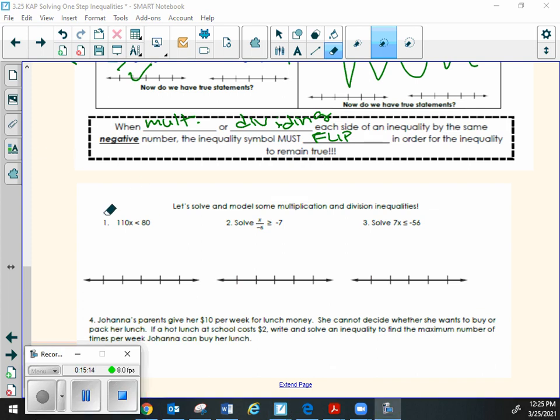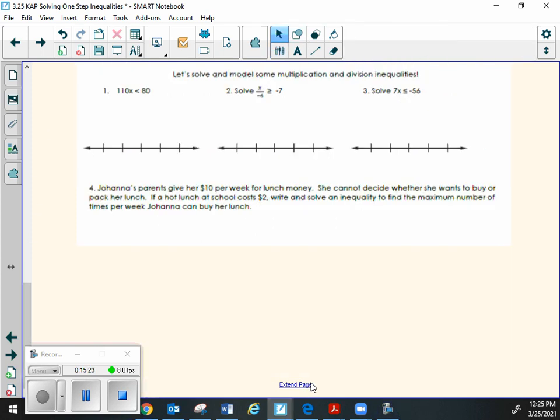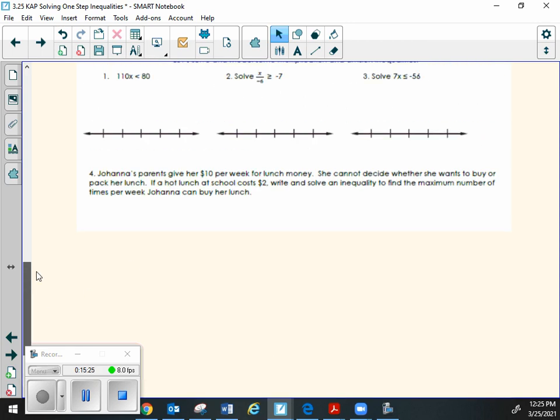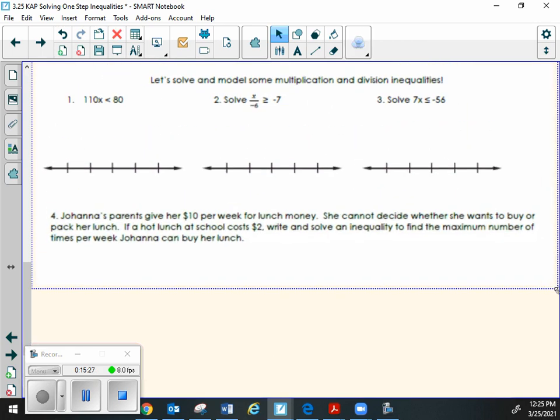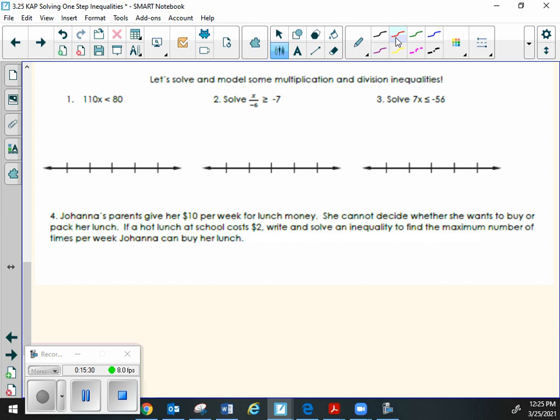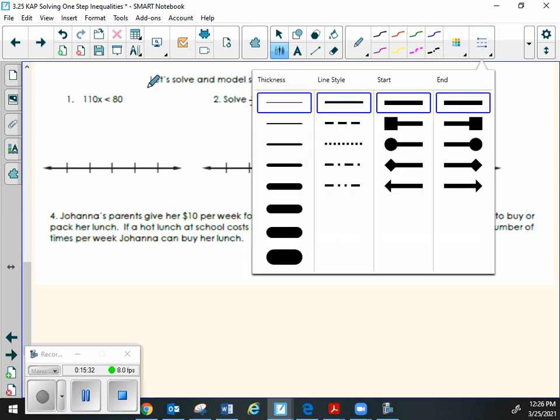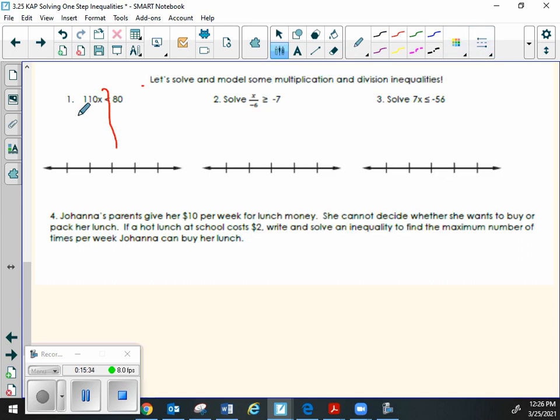All right, for the first one, 110x, what operation is happening? It's getting multiplied, so I undo it with division. Yes, let me make this just a little bit bigger. My eyes are having so much trouble. Okay. I'm going to divide both sides by 110. On this side, it's going to cancel out. I have x. Do I need to flip the sign? No.